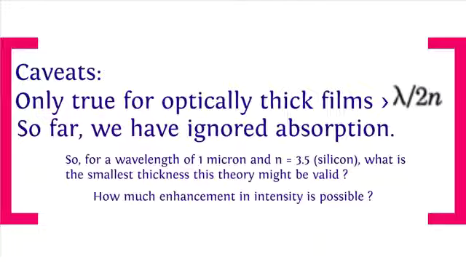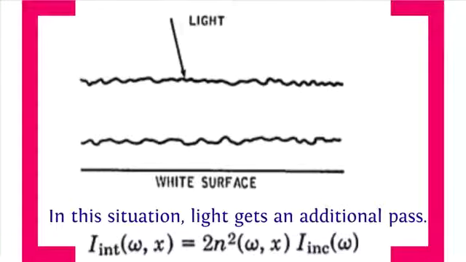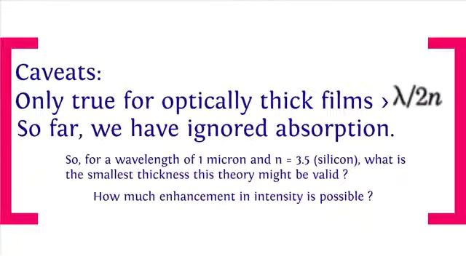So a few caveats to think about before we proceed. One, this discussion so far is only true for optically thick films. In other words, this thickness here has to be larger than lambda over 2n. This is a technical detail, not important for us. It has to do with the fact that geometrical optics breaks down at very small dimensions. We need to apply diffraction and solve Maxwell's equations and things like that. We won't deal with that for now. So it has to be somewhat thick: technically about lambda over 2n, where n is the refractive index of the material.